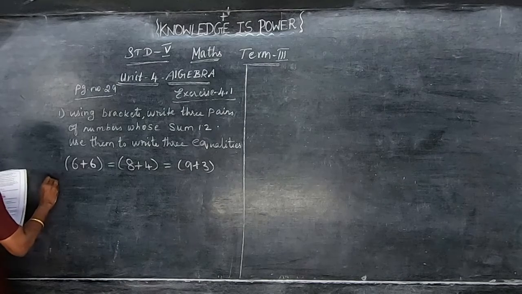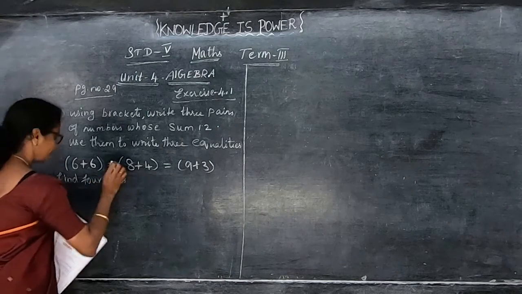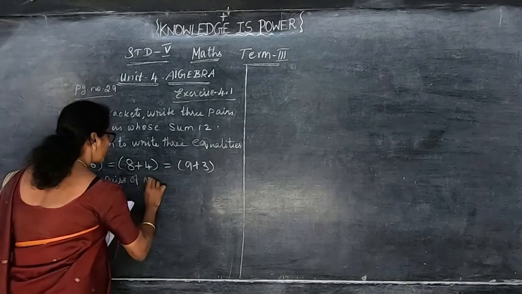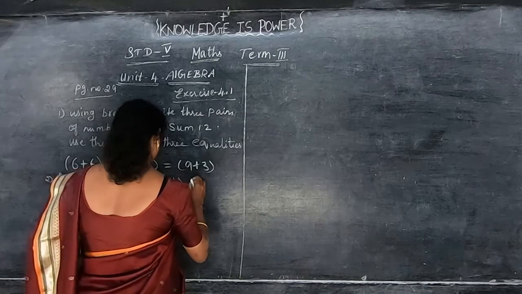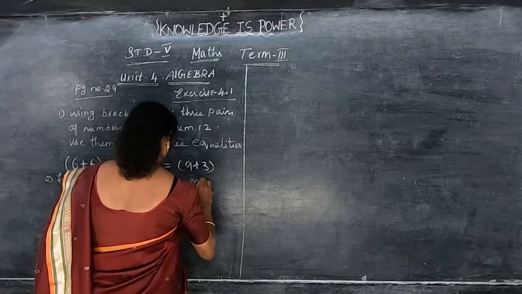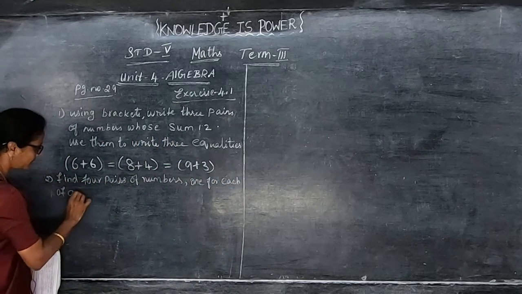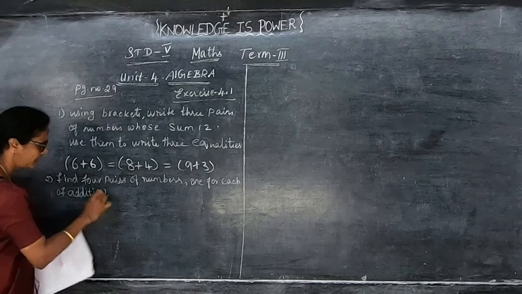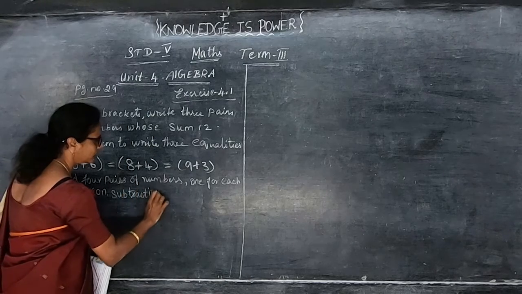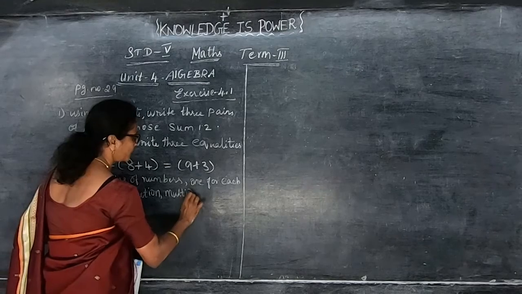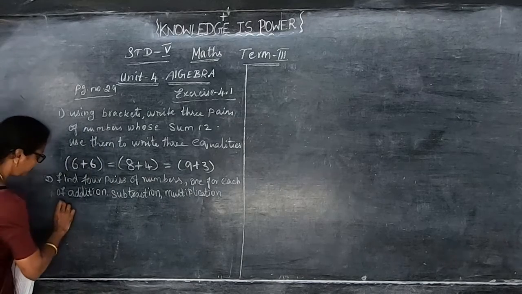The next sum: find 4 pairs of numbers. In some of the sums they ask for only 3 pairs, but here, find 4 pairs of numbers, 1 for each of addition, subtraction, multiplication and division.